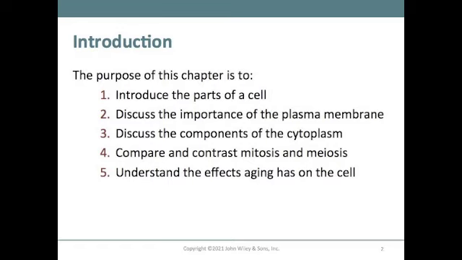The purpose of this chapter is to introduce the parts of a cell, discuss the importance of the plasma membrane, discuss the components of the cytoplasm, compare and contrast mitosis and meiosis, and understand the effects of aging and what aging does to the cell.